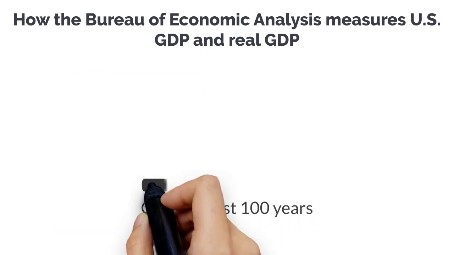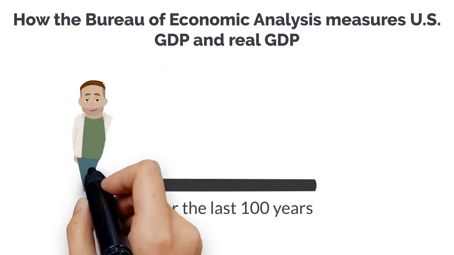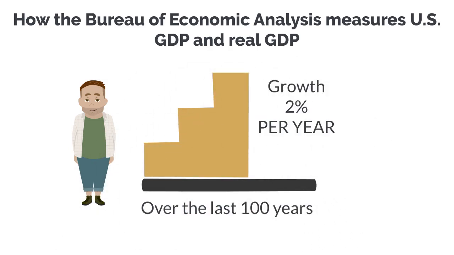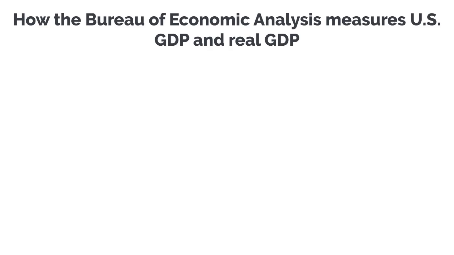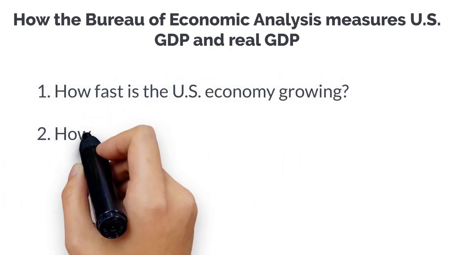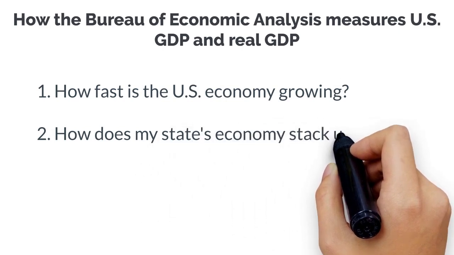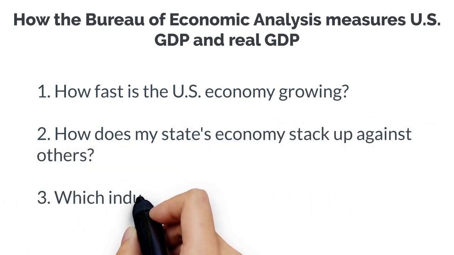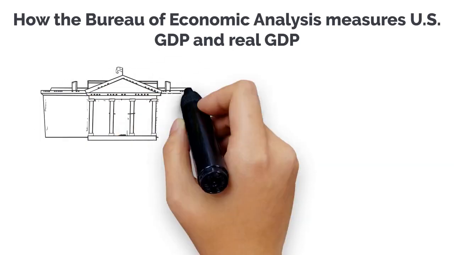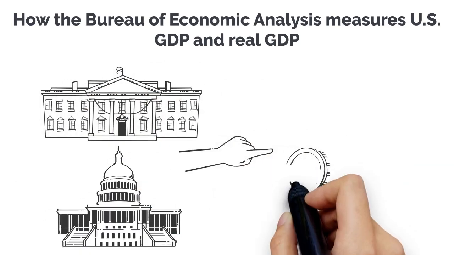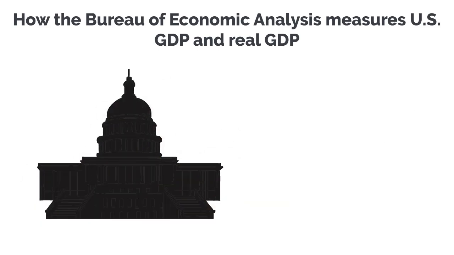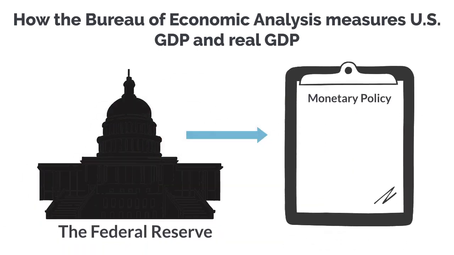Over the last 100 years, the average U.S. growth rate in real GDP per person was about 2% per year. GDP numbers answer questions like, how fast is the U.S. economy growing? How does my state's economy stack up against others? Which industries are growing? Which are slowing? The White House and Congress use GDP numbers to plan spending and tax policy. The Federal Reserve uses them when setting monetary policy.